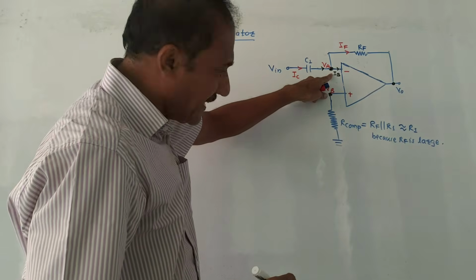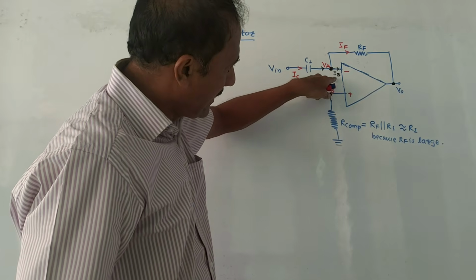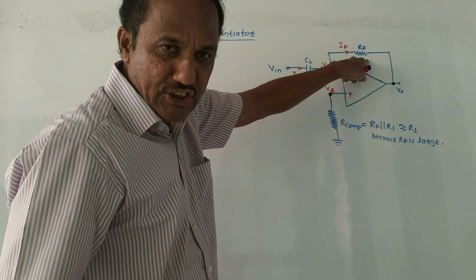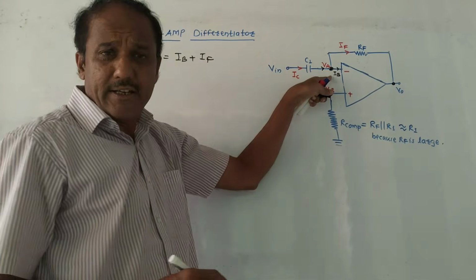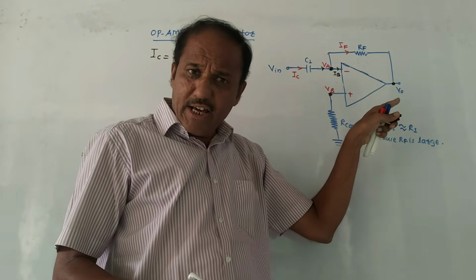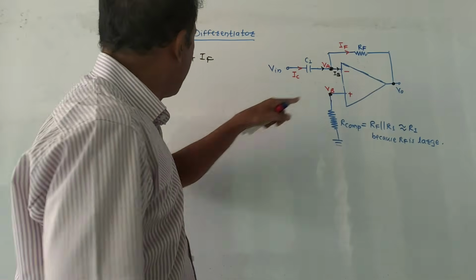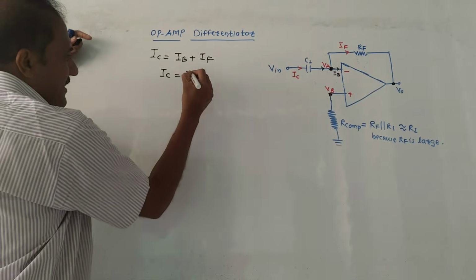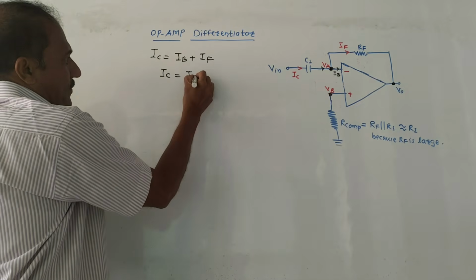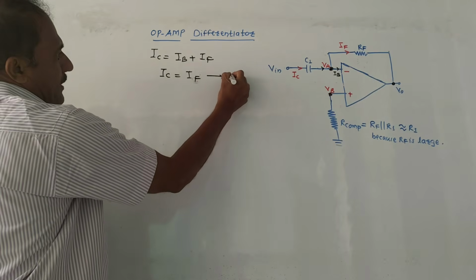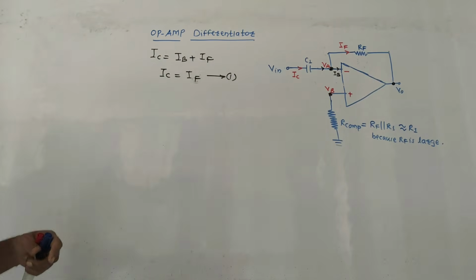Simple logic. Here the current is dividing: some current IB is moving inside the op-amp, another current is moving through the feedback resistance RF. But we know that in case of ideal op-amp input impedance is very large, so this bias current IB is 0. Since IB is 0, I can simply write IC is equals to IF because the bias current IB is 0. Let us denote it by equation 1.